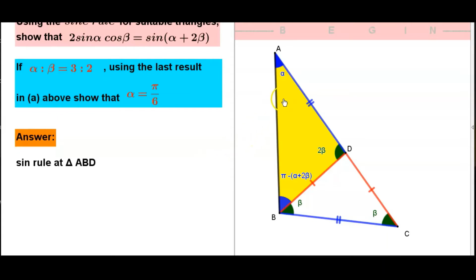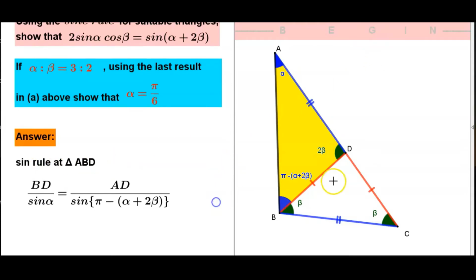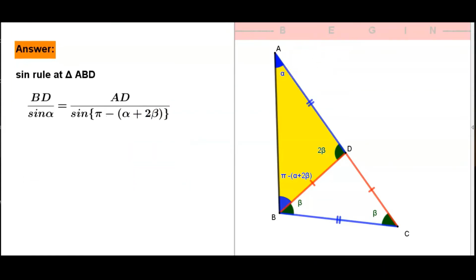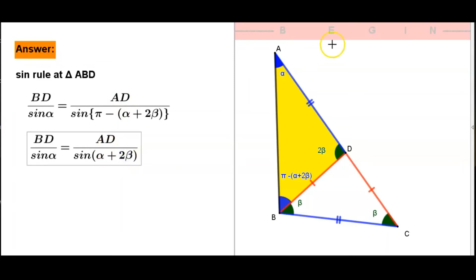Consider the triangle ABD. Here we are going to use the sine rule. Therefore, BD over sine alpha is equal to AD over sine of pi minus (alpha plus 2 beta). Since sine of 180 minus theta is sine theta, this is AD over sine of alpha plus 2 beta.